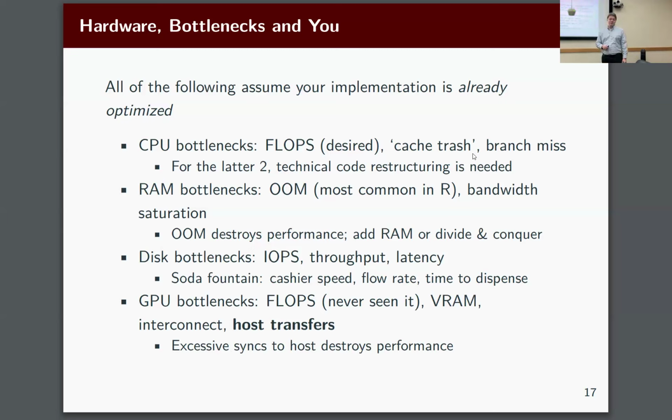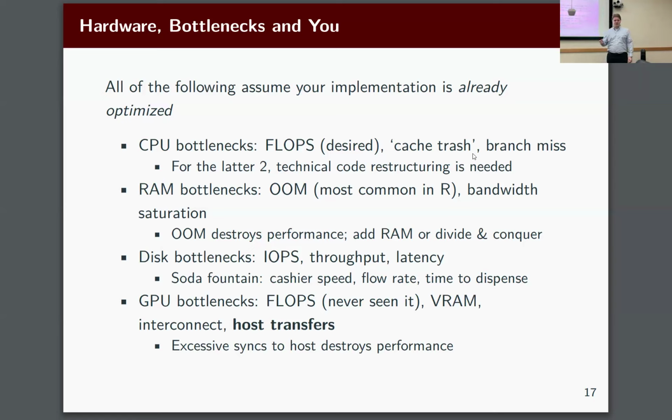GPU bottlenecks, you could be maxing out your GPU flops. Congratulations, I've literally never seen an optimal implementation that maxes out GPU flops. If you've done it, I would love to see it and congratulate you. More likely, you're running out of VRAM, very similar issue to being out of memory. Maybe your interconnect is too slow, meaning that if you have multiple GPUs, the communication time between them is inefficient, so you need to change the way that you're sharding your data across, sharding with a D, by the way, sharding your data across the different GPUs.